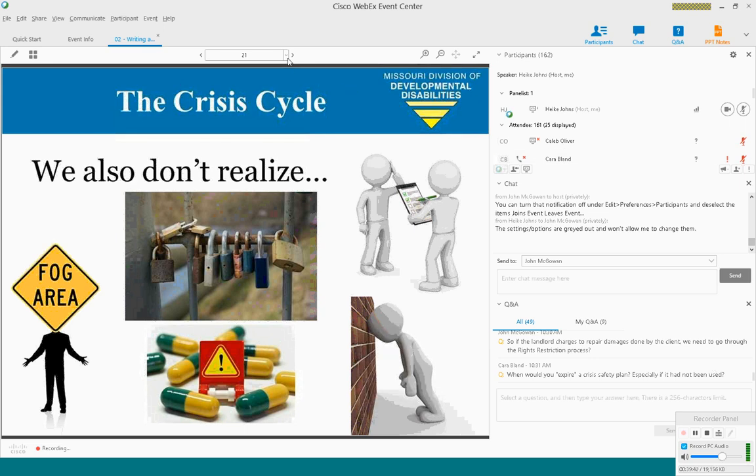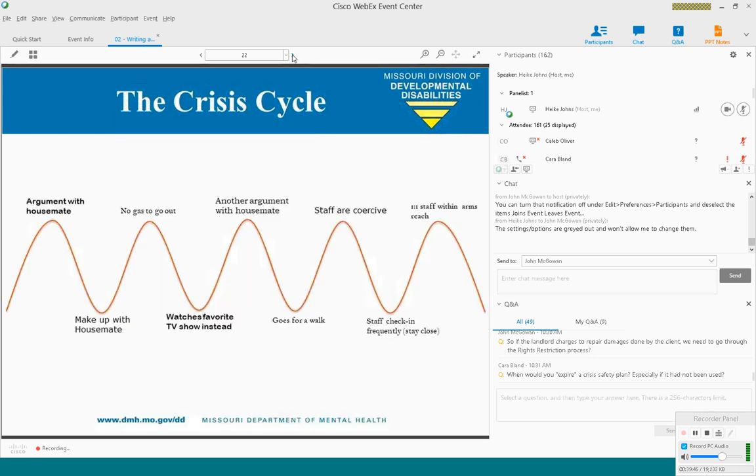So let's look at a crisis that might occur for an individual we support. We talked a lot about all those different things that we sometimes can recognize and sometimes overlook that contribute to crisis. So let's look at an example of one day for Donnie.